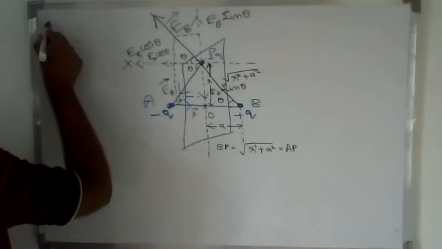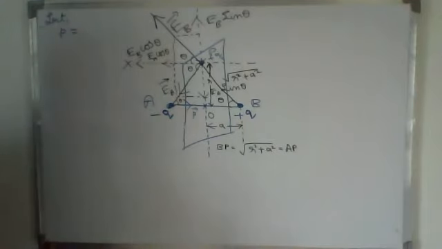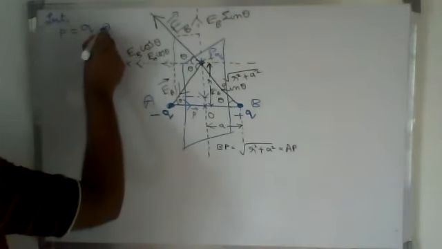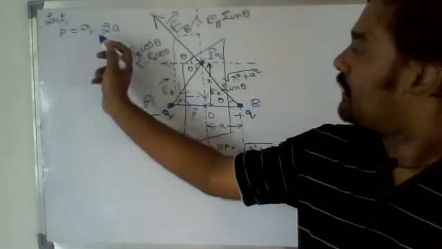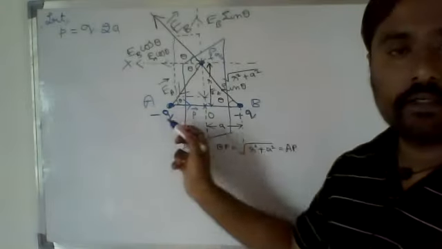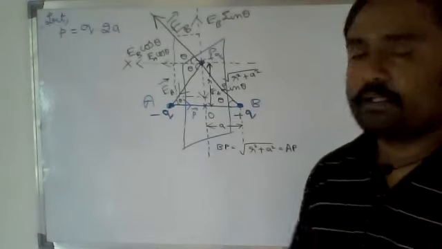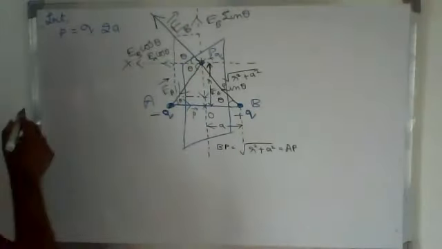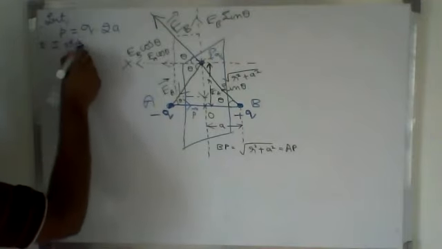First, let us consider the electric dipole moment, that is P. The electric dipole moment expression is P is equal to Q dot 2A. That is the product of the magnitude of one of the charges forming the electric dipole and the dipole length, the separation between the two equal and opposite point charges.